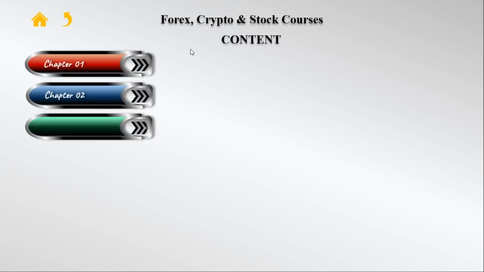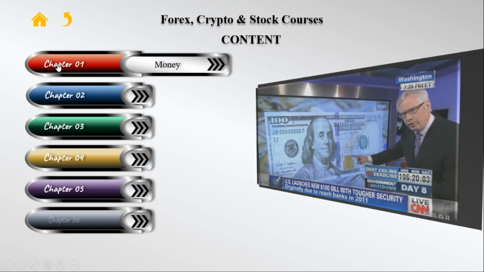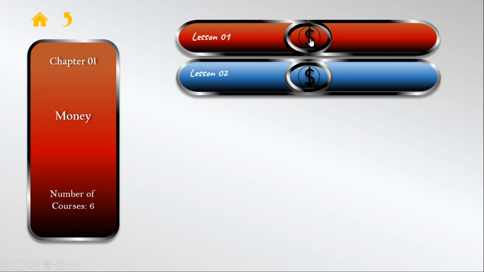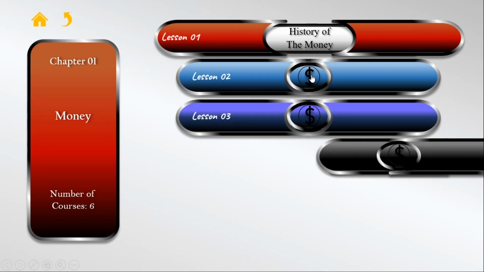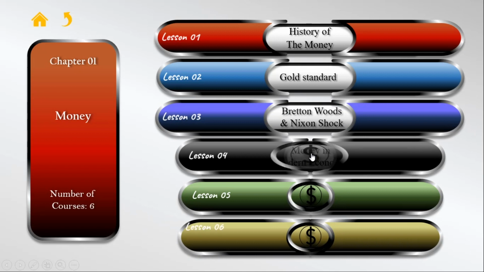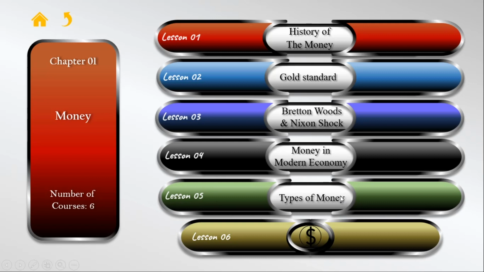We are on class 5 and still on chapter 1, which is about money. Chapter 1, Money, includes 6 lessons: Lesson 1, Lesson 2, Lesson 3, Lesson 4. Today, we are on lesson 5, which is types of money. If you are new to this course, we recommend you watch lesson 1 up to lesson 4 before you start lesson 5. Let's start lesson 5.